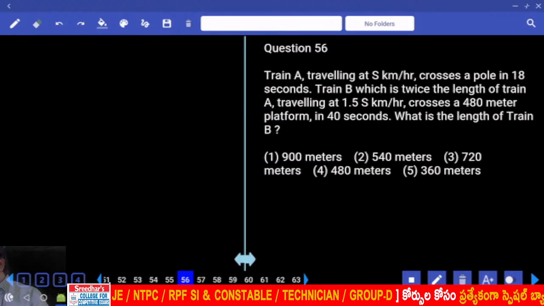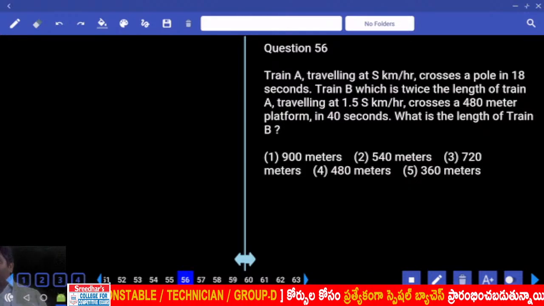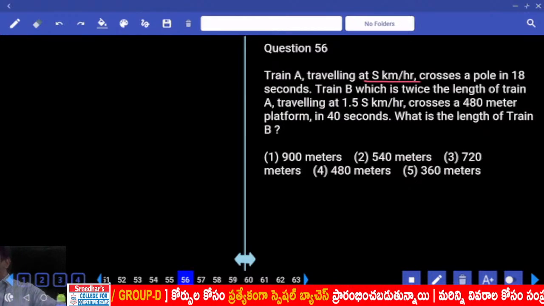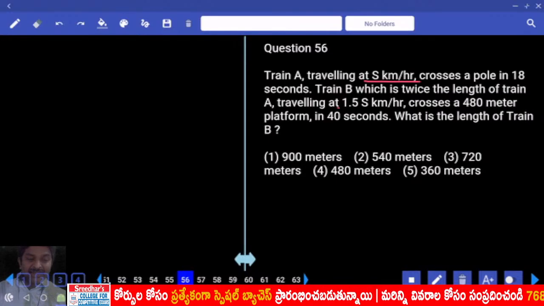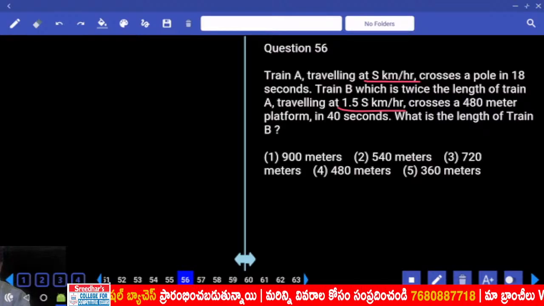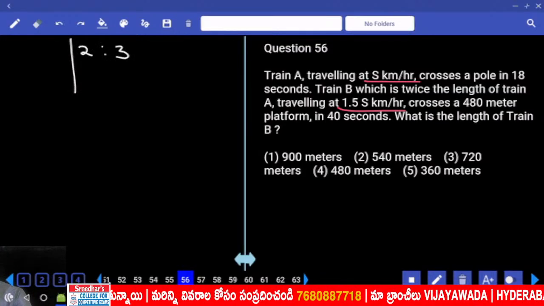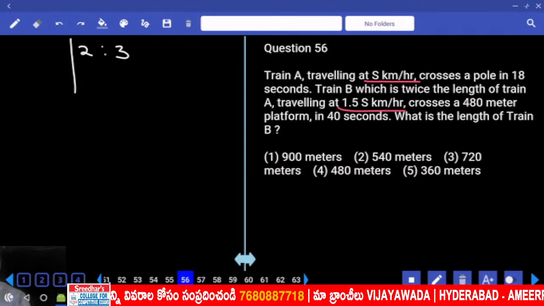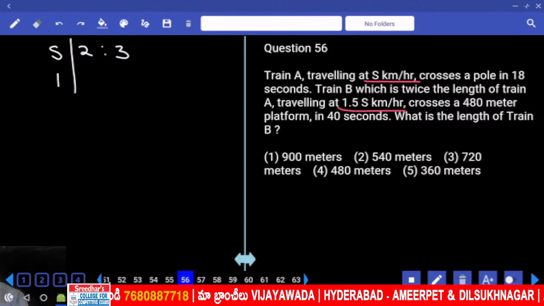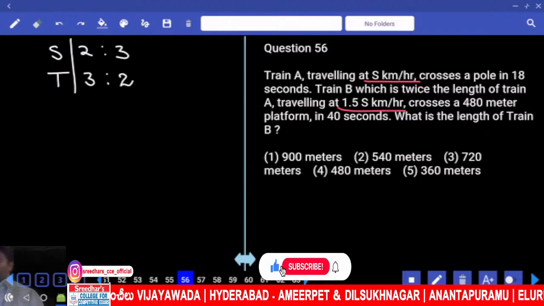I want to change the logic, meaning I don't want to do the traditional method. What is the speed of train A and speed of train B? That means they both are in the ratio 2:3, correct? If speed ratio is 2:3, then time ratio becomes 3:2.